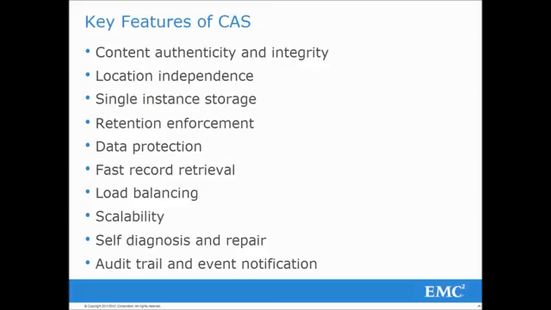Event notification. CAS continuously monitors the state of the system and raises an alert for any event that requires the administrator's attention. The event notification is communicated to the administrator through SNMP, SMTP, or email. Self-diagnosis and repair. CAS automatically detects and repairs corrupted objects and alerts the administrator about the potential problem. CAS systems can be configured to alert remote support teams who can diagnose and repair the system remotely.